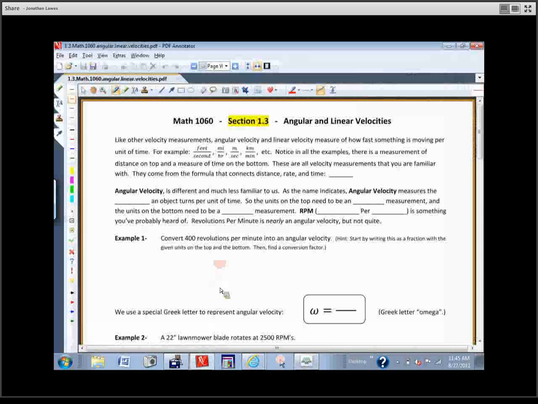So let's take a look at the next section. This is on angular and linear velocities.